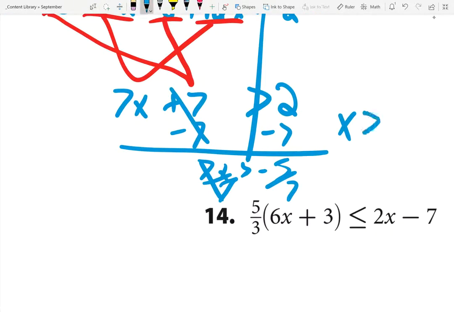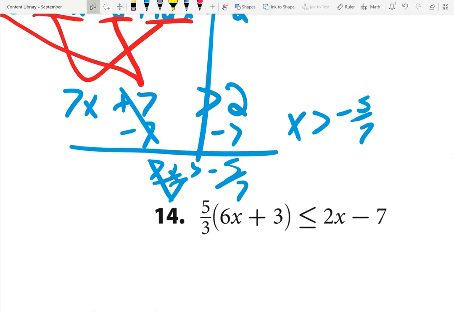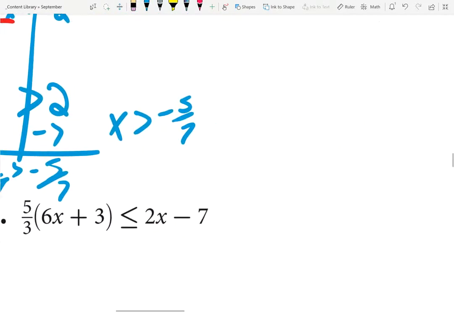You could just write it as negative 5 over 7. And there was no sign flip here because I didn't divide by a negative. 7 is a positive number. I divided by a positive 7. The sign does not flip. The negative 5 is negative, but that doesn't make a difference. It's only the number I'm dividing by that matters. Since I'm dividing by a positive 7, that's what matters.